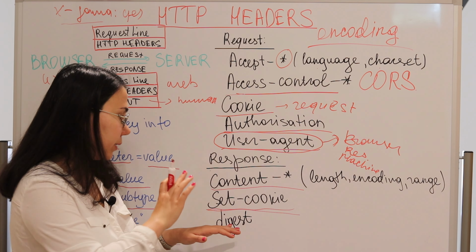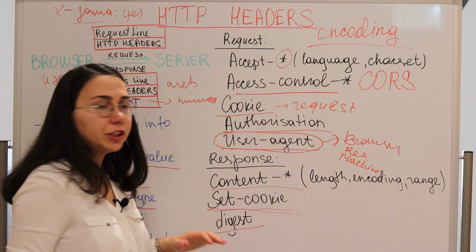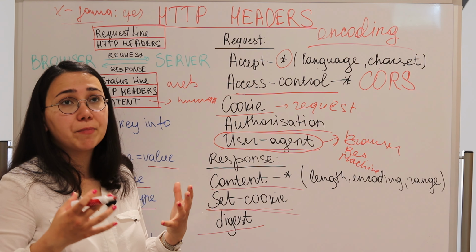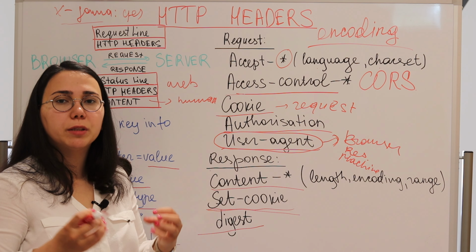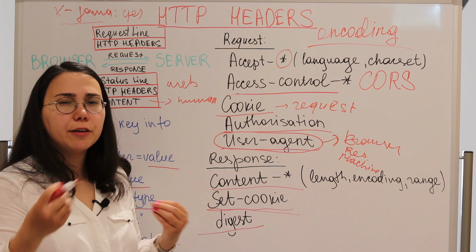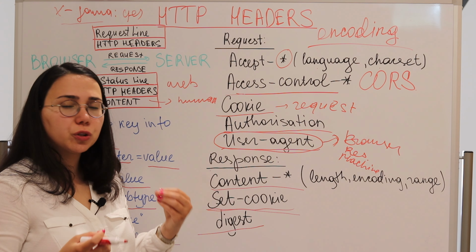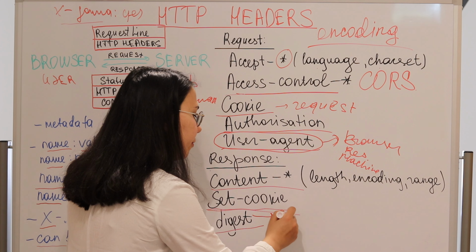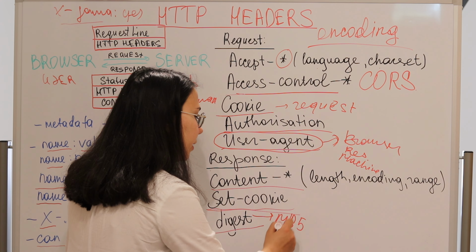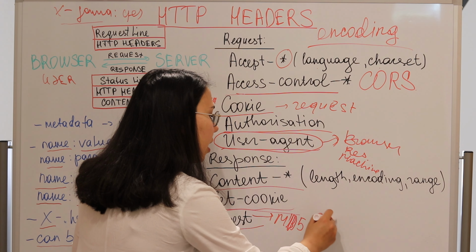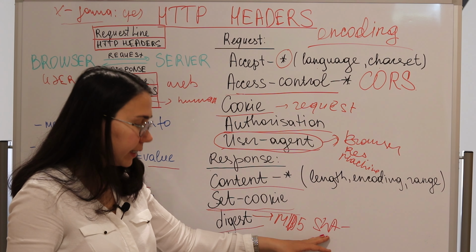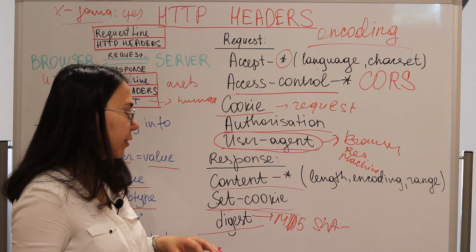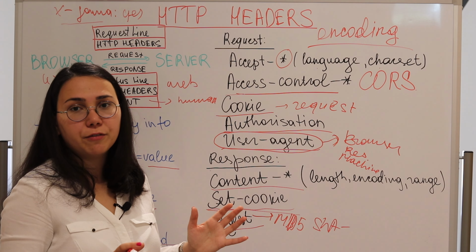Another example of response headers is digest. Digest is the cryptographic algorithm that is used to encrypt the page. And there are a few, really. So digest shows the type of the algorithm that you are using. An example can be MD5. It can also be one of the SHA cryptographic algorithms, depending on the web browser.